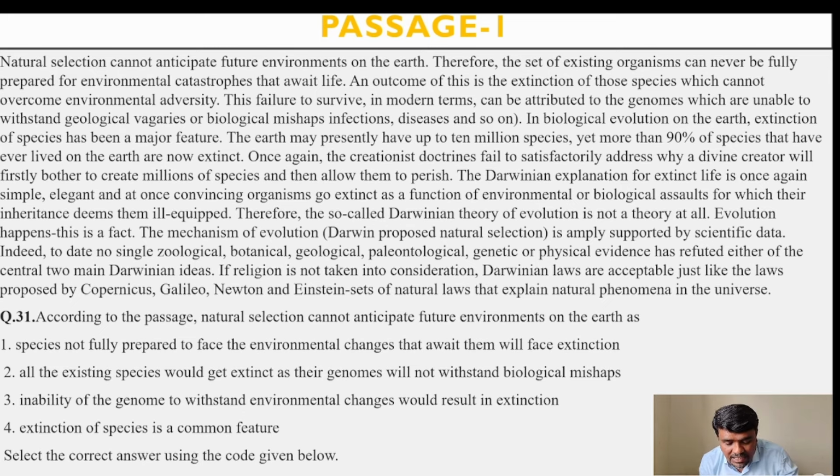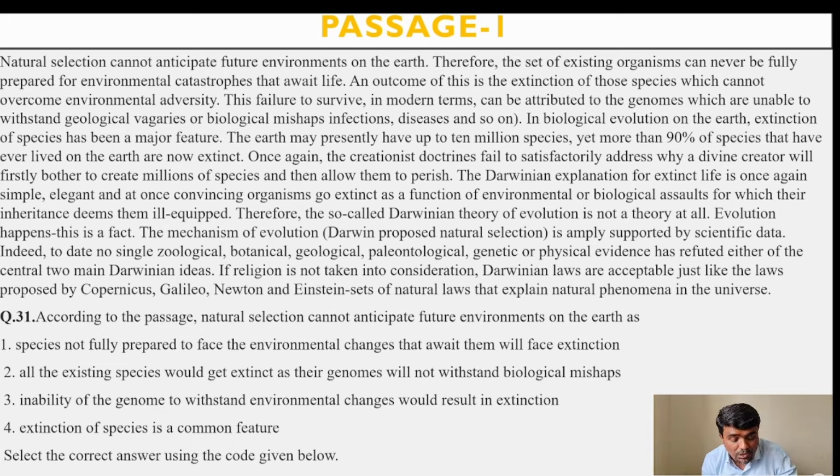Once again, the creationist doctrines fail to satisfactorily address why a divine creator would firstly bother to create millions of species and then allow them to perish. The Darwinian explanation for extinct life is once again simple, elegant, and at once convincing. Organisms go extinct as a function of environmental or biological assaults for which their inheritance deems them ill equipped. Therefore, the so called Darwinian theory of evolution is not a theory at all. Evolution happens, this is a fact. The mechanism of evolution, Darwin proposed natural selection, is amply supported by scientific data.